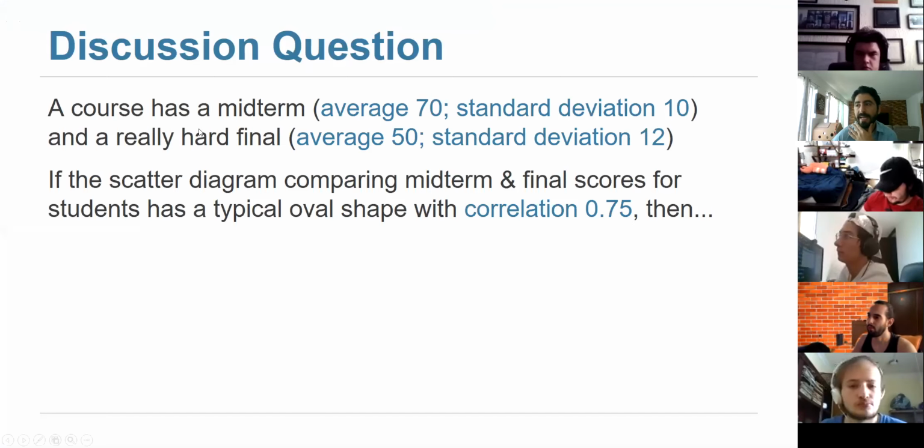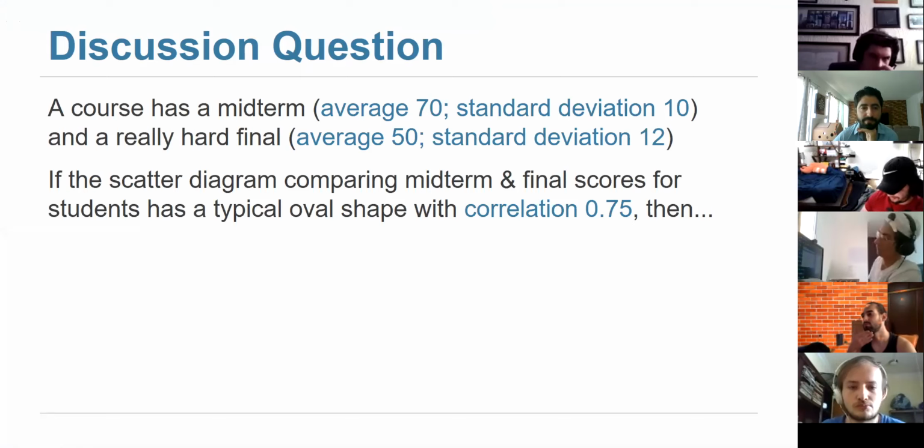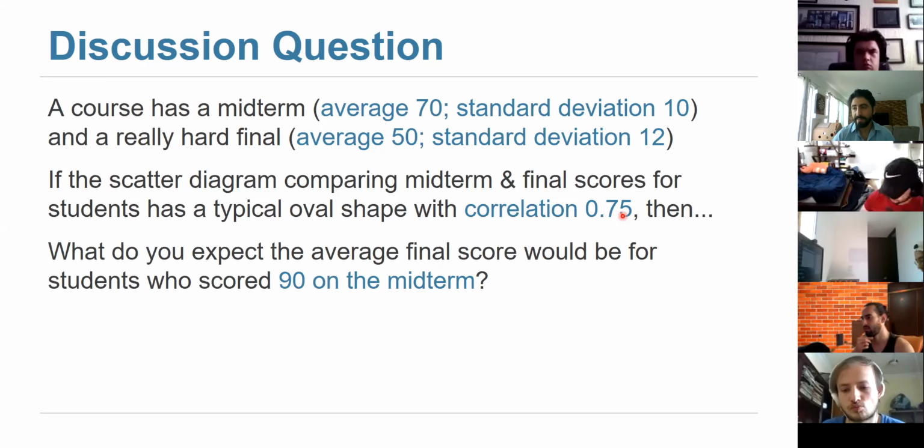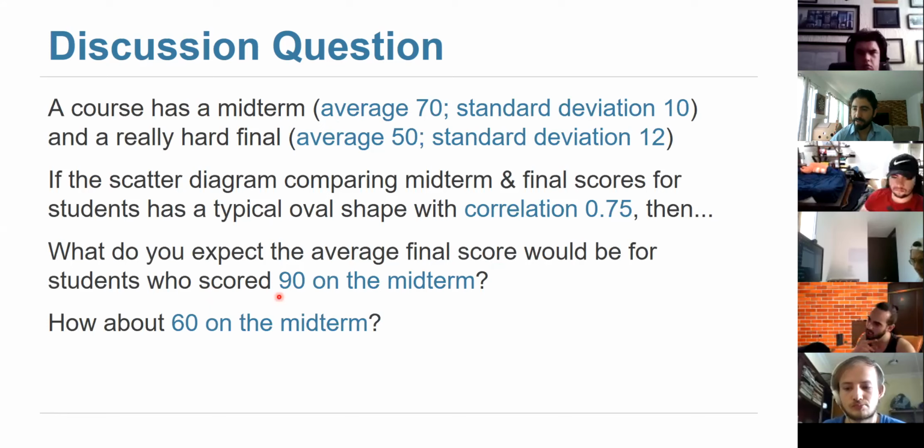I have a course that has a midterm average of 70 with a standard deviation of 10, and a really hard final exam, where my students end up with an average of 50 with a standard deviation of 12. If the scatter diagram comparing midterm and final scores for students has a typical oval shape with a correlation of 0.75, what do you expect the average final score would be for students who scored 90 on the midterm? And another one: what if the students scored 60 on the midterm?